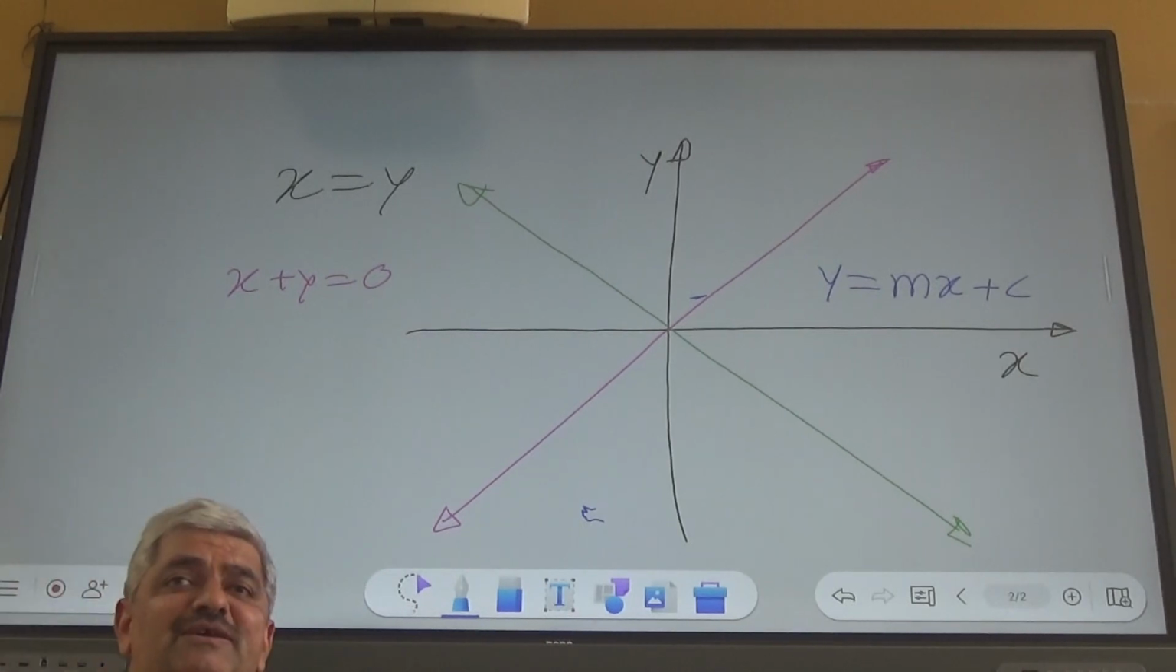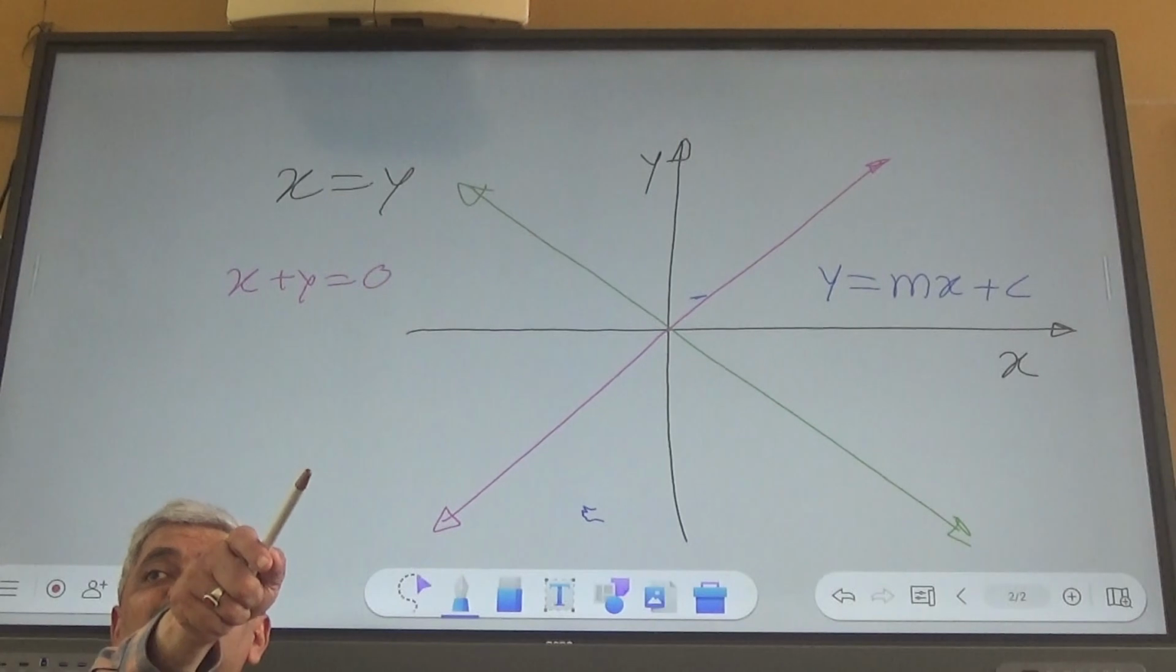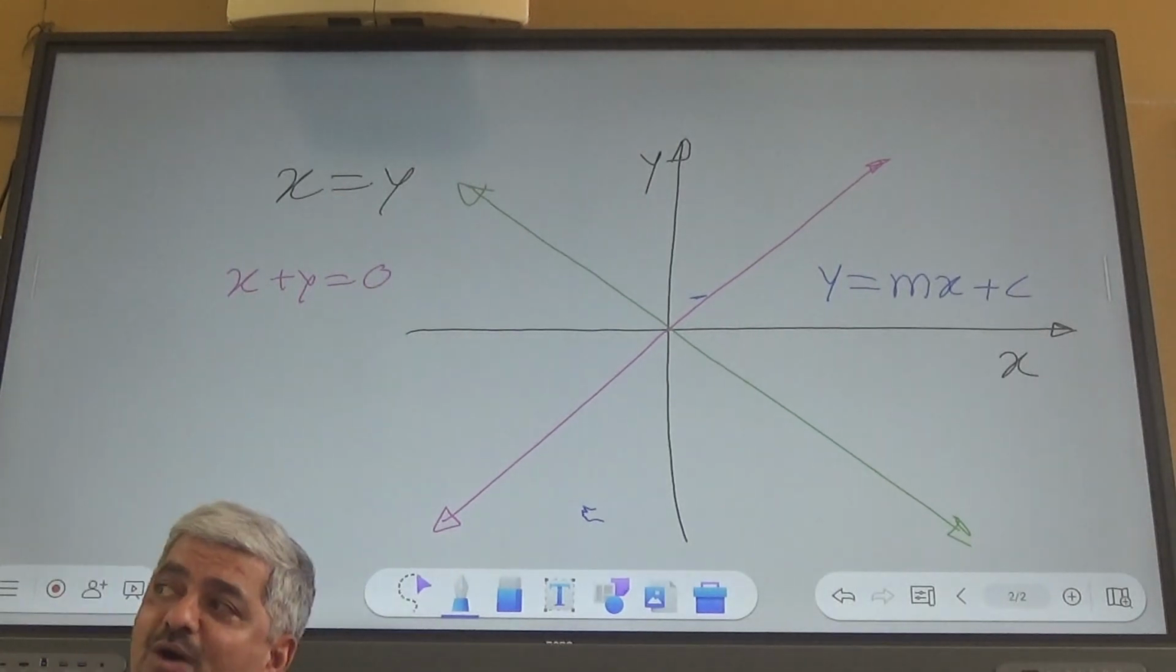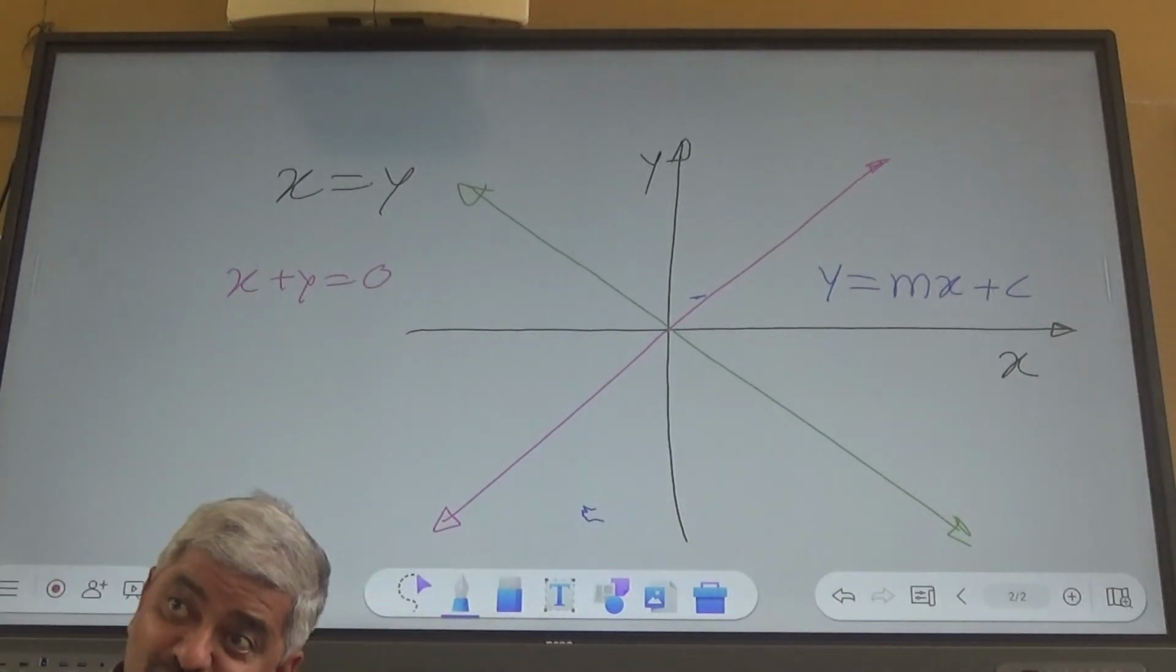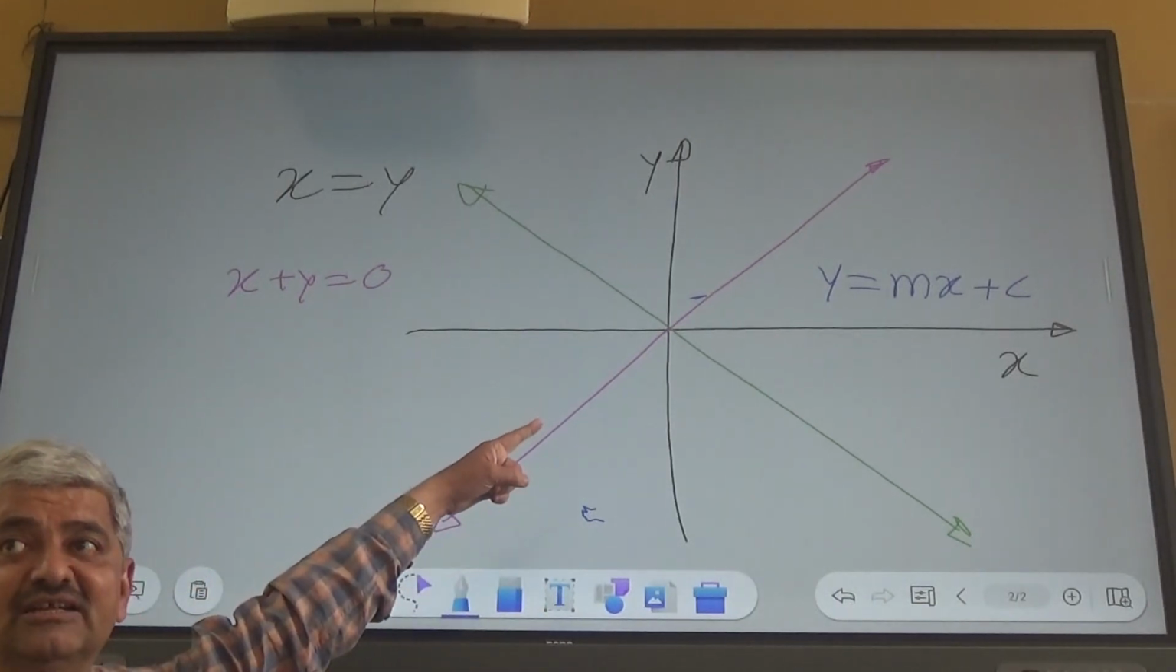What is the equation of the XY plane? z equal to 0, right? So x equal to y and z equal to 0 represent the violet line.